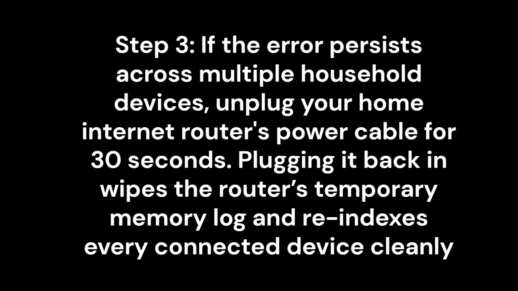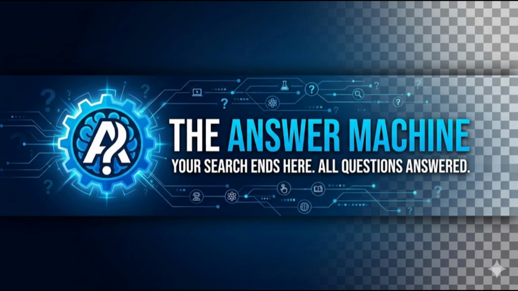Step 3. If the error persists across multiple household devices, unplug your home internet router's power cable for 30 seconds. Plugging it back in wipes the router's temporary memory log and reindexes every connected device cleanly. Your search ends here.